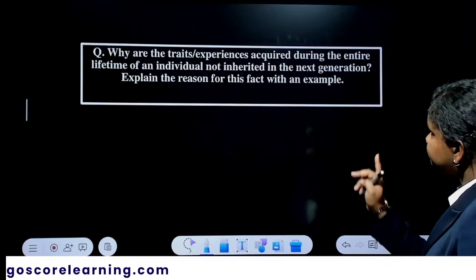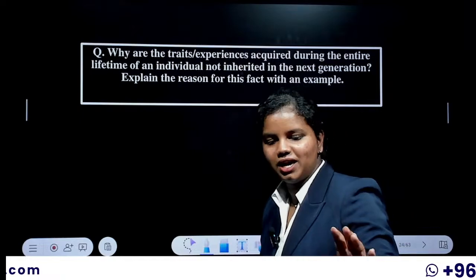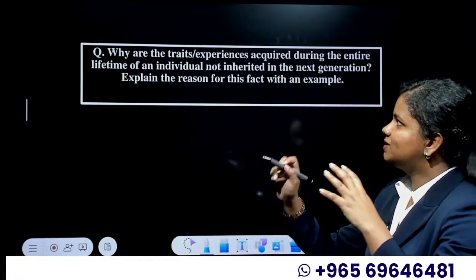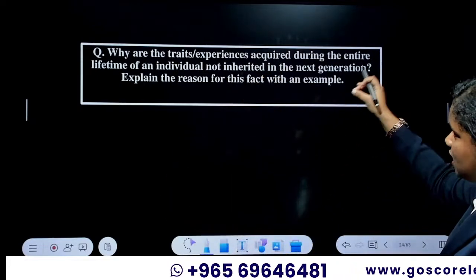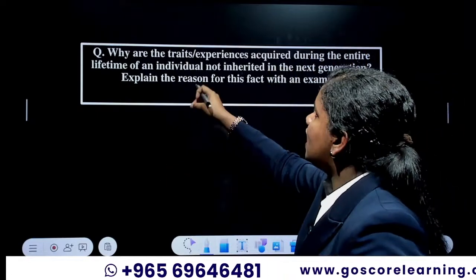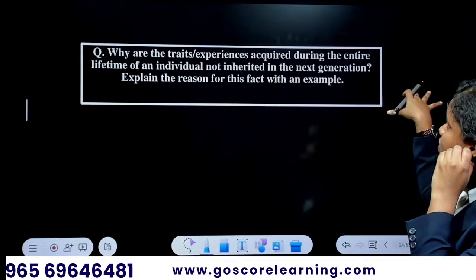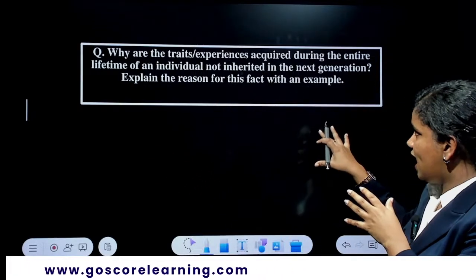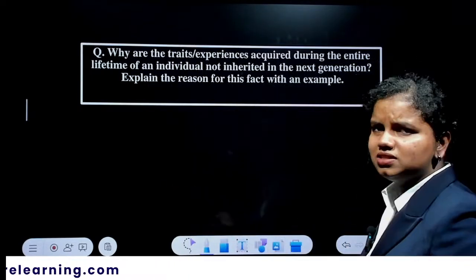Okay, now this is a question that I just saw in the comments, and I said I'd be answering it in a later session, and thankfully I got the time to explain it. The question is: why are the traits or experiences acquired during the entire lifetime of an individual not inherited into the next generation? Explain the reason for this fact with an example.